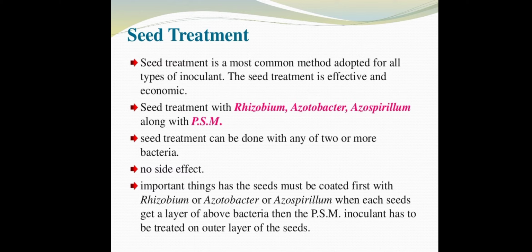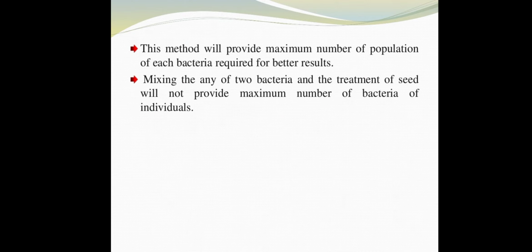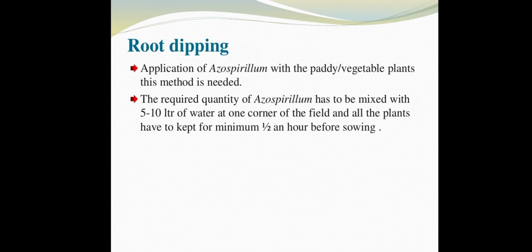The important thing is the seeds must be coated first with Rhizobium or Azotobacter or Azospirillum. When each seed gets a layer of the above bacteria, then the phosphate solubilizing microorganisms inoculant has to be applied on the outer layer of the seeds. This method provides maximum number of population of each bacteria required for better results. Mixing any two bacteria and treating the seed will not provide maximum number of bacteria of individuals.